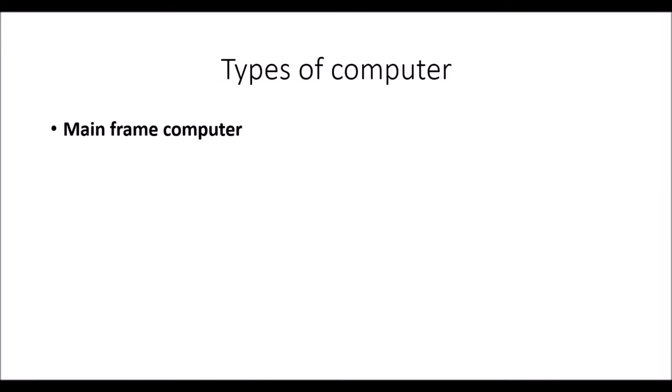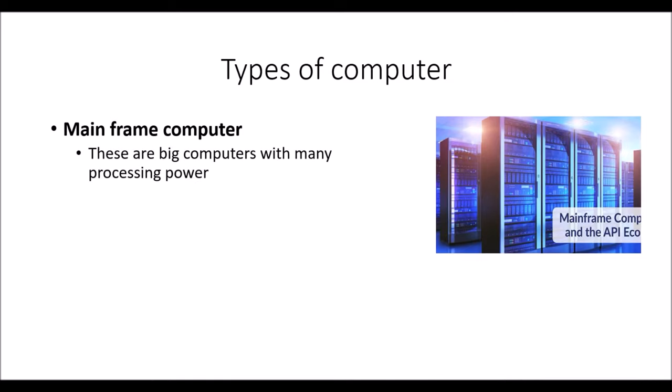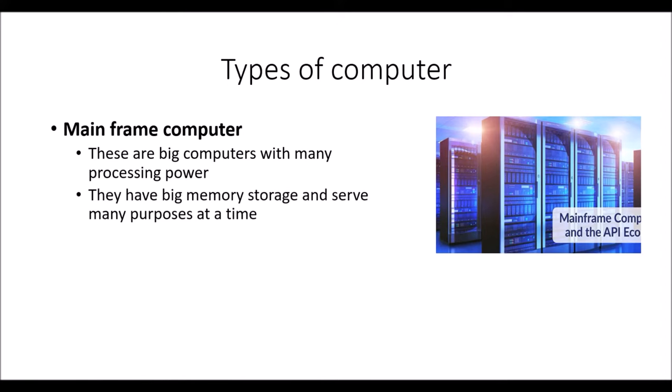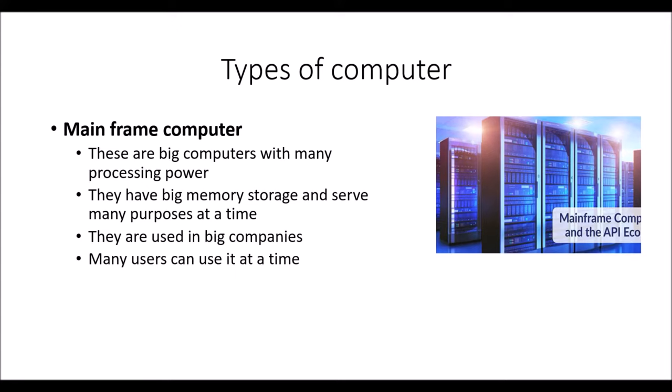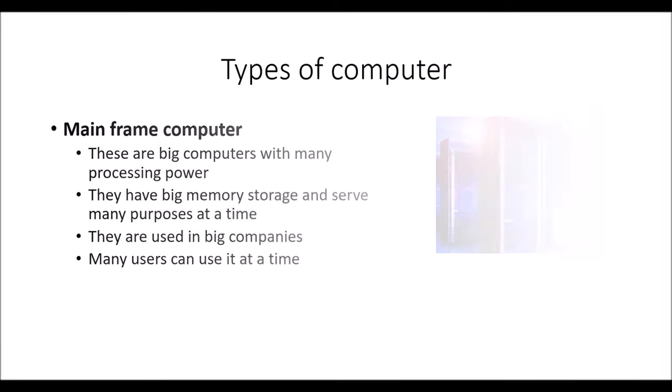Now, let's look at them one by one. When we say mainframe computer, as you can see from here, mainframe computers are big computers which have a lot of processing power. The reason we say they are big computers is not because of size. Of course, they are big in terms of size as well. But when we say something is a big computer, it doesn't mean it is big because it has a very big size, but because of the processing power. So it has a lot of processing power, and because of that they have a big memory as well, and they are actually used in big companies. Why? Because many users can use it at a time. Many users can access the server at a time. So that's why we call it a mainframe computer. Any computer which has this kind of capability, we call a mainframe computer.